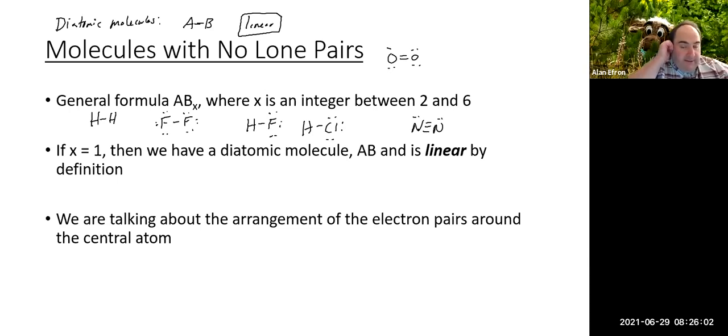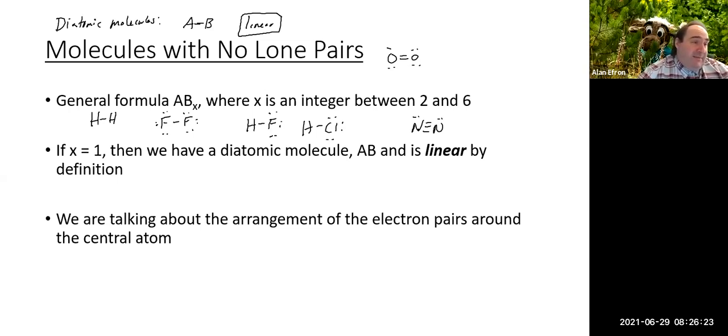So they really are the simplest. It can be two of the same elements. It can be two different ones. You could have a single bond, double bond, or triple bond. But if you only have a grand total of basically two atoms involved, a diatomic molecule, the geometry will always be linear.